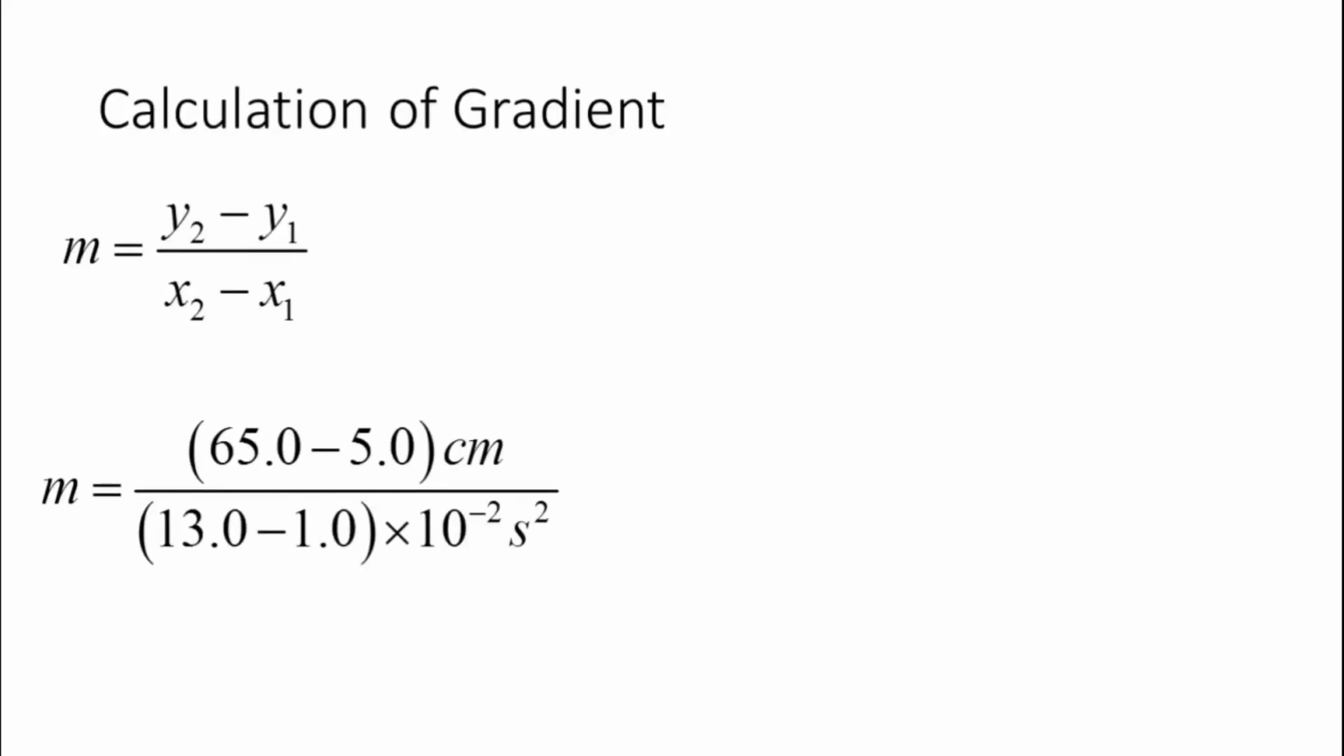We can calculate the gradient of the line by using the equation m equals to y2 minus y1 over x2 minus x1. Substitute the value into the equation. 65.0 minus 5.0 centimeter over 13.0 minus 1.0 times 10 to the power of negative 2 second square. Make sure to carry the unit along with the calculation. This will make sure you will get the right unit at the end of the calculation and to reduce the possibility for mistakes.